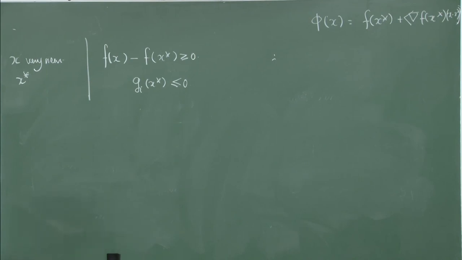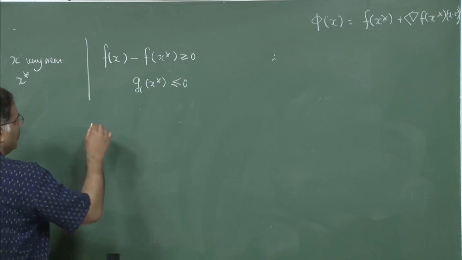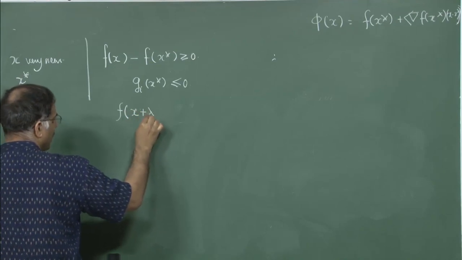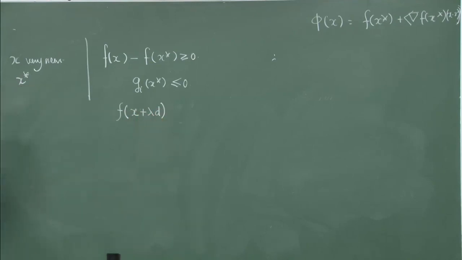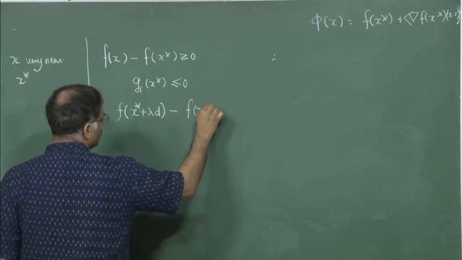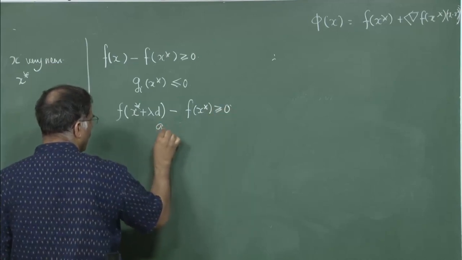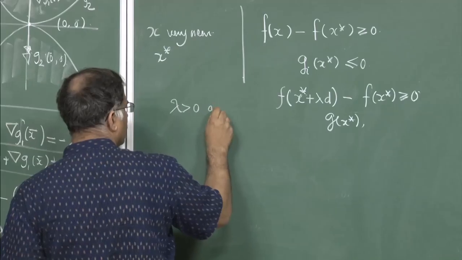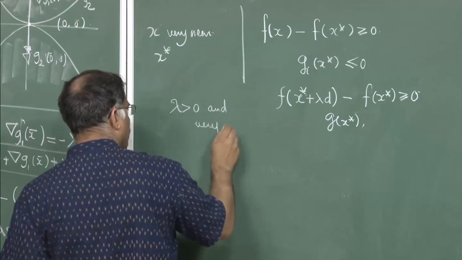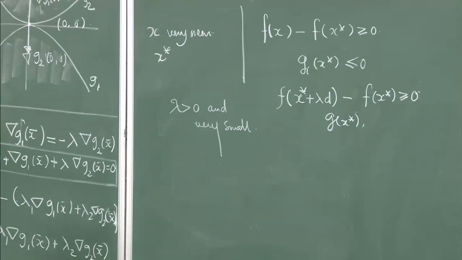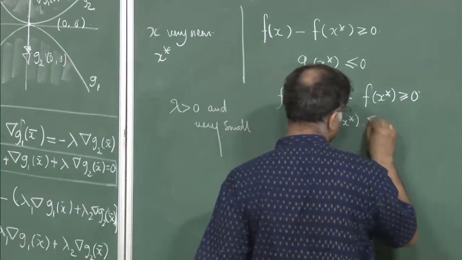So, instead of x, a point which is nearby, I can write it as x star plus lambda d for some given direction d. So, x can be written like this for lambda greater than 0, very, very small. I think I should write sufficiently small, but okay, I am writing loosely. And g(x) less than or equal to 0. This is the meaning of local optimality.